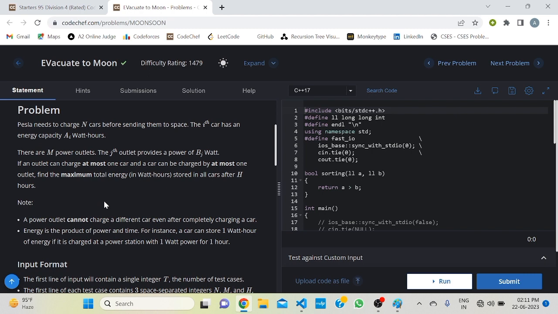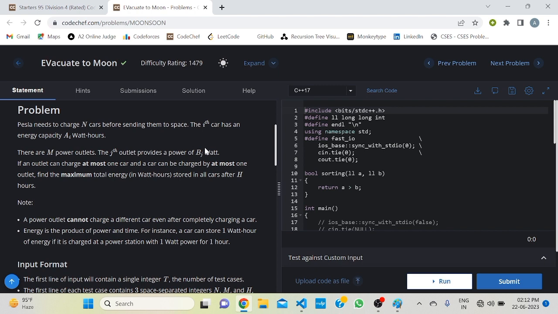So here the condition is given that at most one car is charged by one outlet, and at most one outlet can charge one car. Means from here we can conclude that for each car there is only one outlet. So it is okay.